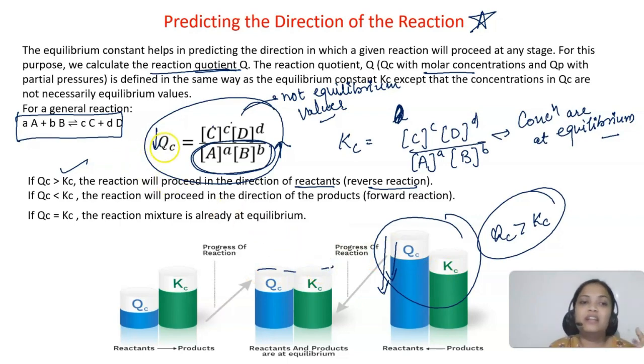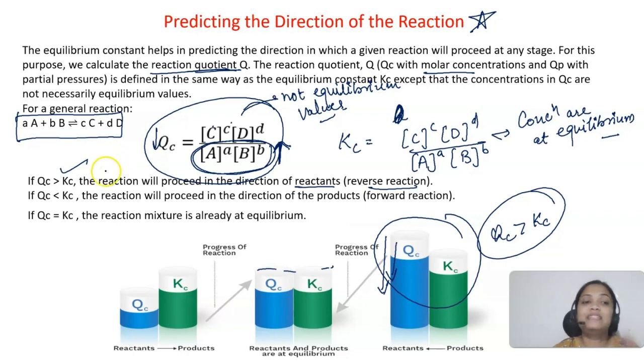तो Qc की वैल्यू कम करने के लिए, to decrease the value of Qc, the value of reactants, like the concentration of reactant must increase, और वो कब होगी? When the reaction proceeds in reverse direction. Okay, try to remember this flow chart, this diagram also. You can make it in your notebooks as well.